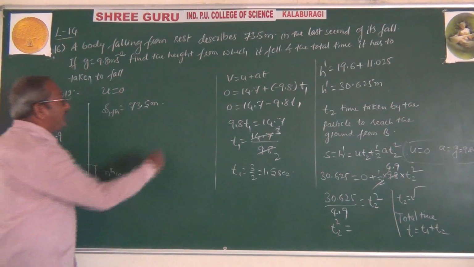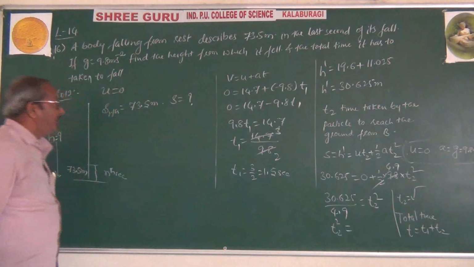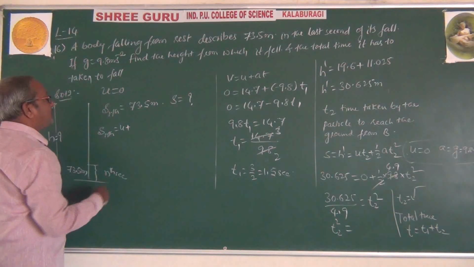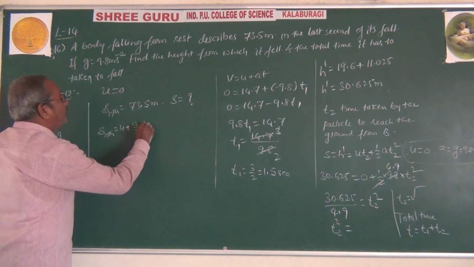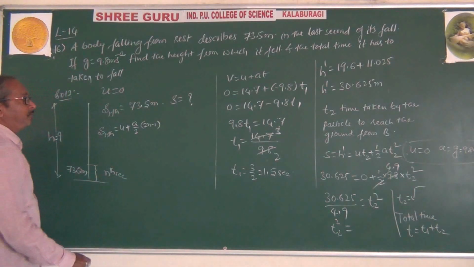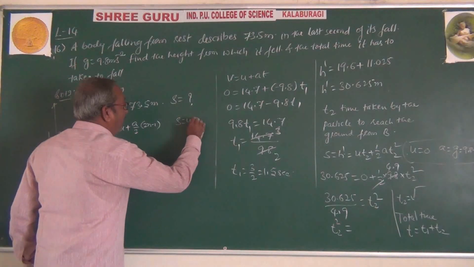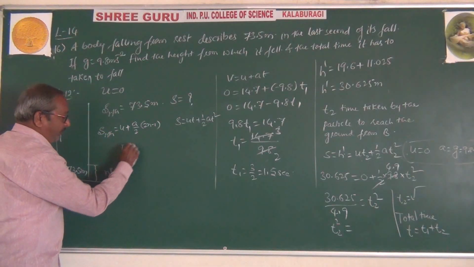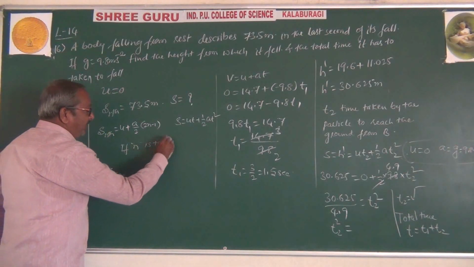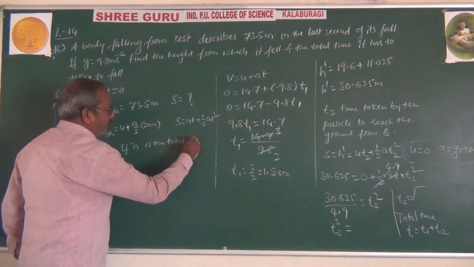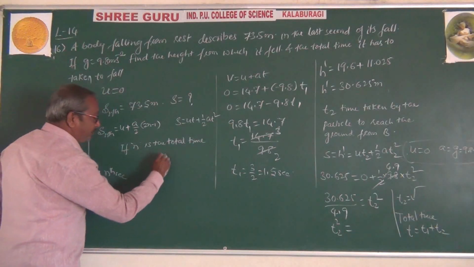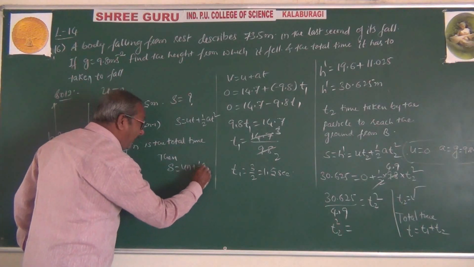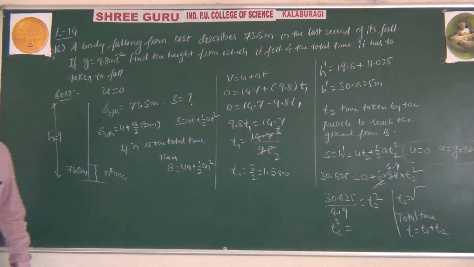We have to find out n. For Sn you have u plus a by 2 into 2n minus 1. Here n is the total time. And s equals ut plus half at square. If n is the total time, then s is equal to un plus 1 by 2 an square. That is better to keep.